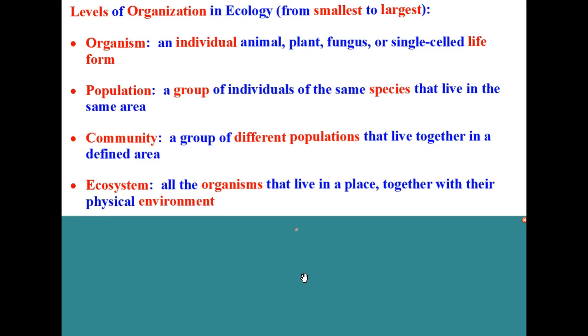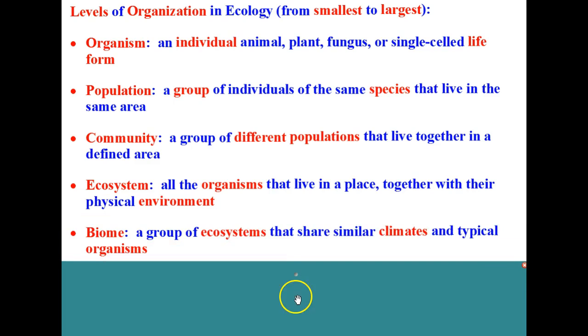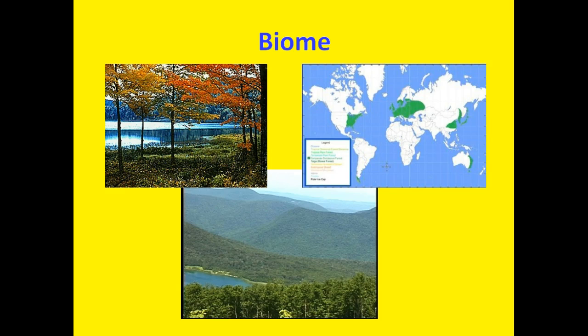The next largest level of organization in ecology is called the biome. A biome is a group of ecosystems that share similar climates and typical organisms. If Ruthie's perch is the organism, the school of perch is the population, the school of perch, bluegills, largemouth bass, and the aquatic plants are the community, and Cayuga Lake is the ecosystem, then the biome would be the temperate deciduous forest in which we live.